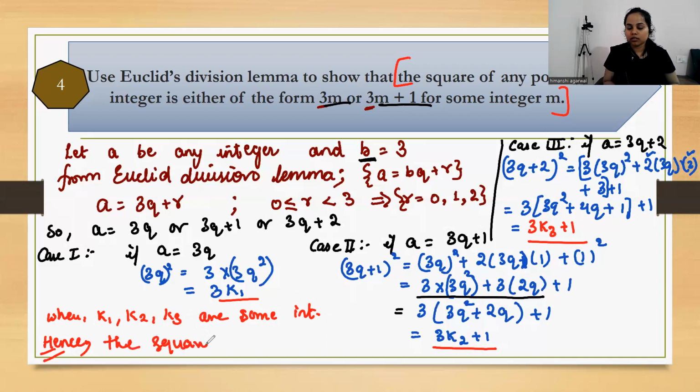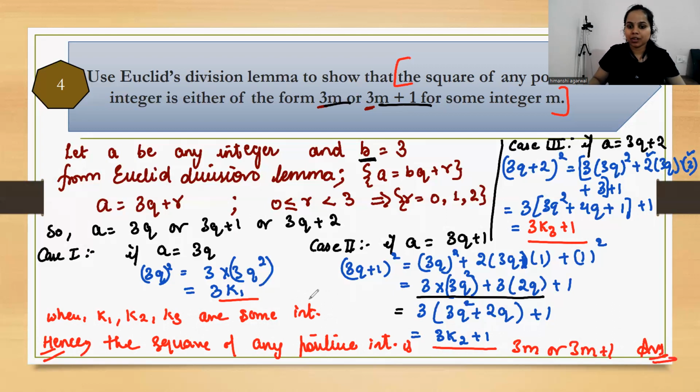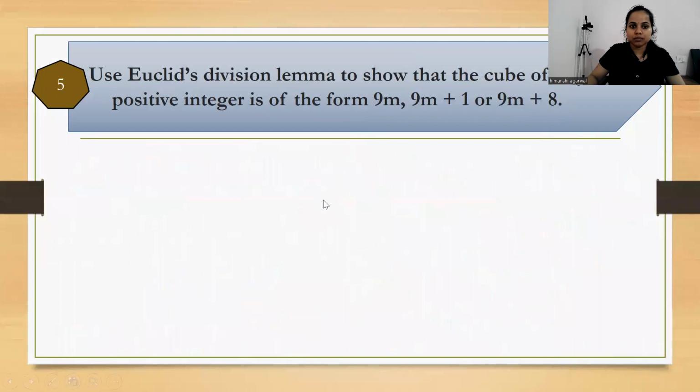ठीक है, and then you can add your note from this particular line that hence the square of any positive integer is either of the form of 3m or 3m plus 1, and that becomes your answer. All right, okay, so I hope it's clear now. So let's move to another question.